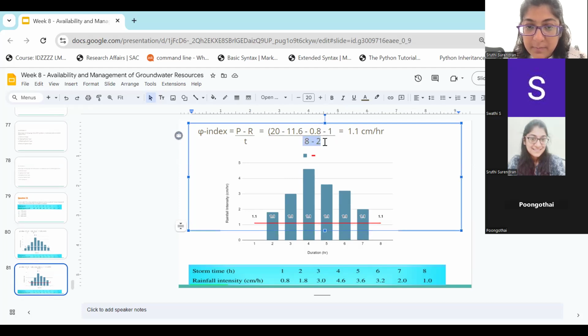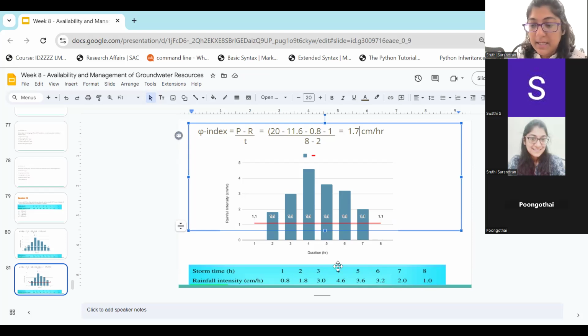Initially it was 8 hours, but the duration also we have to remove, and in that case we will get a value of 1.7. Now if you see, 1.7 is, I'm sorry, this is not 1.1, it is 1.7. So 1.7, is there any rainfall value that is less than 1.7? No. So that will be the final answer of the phi index.